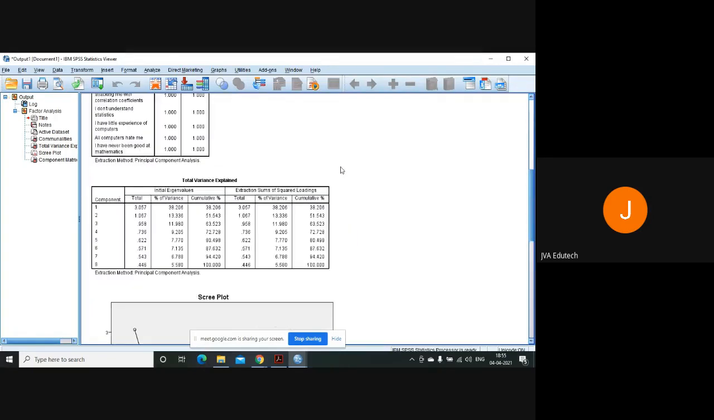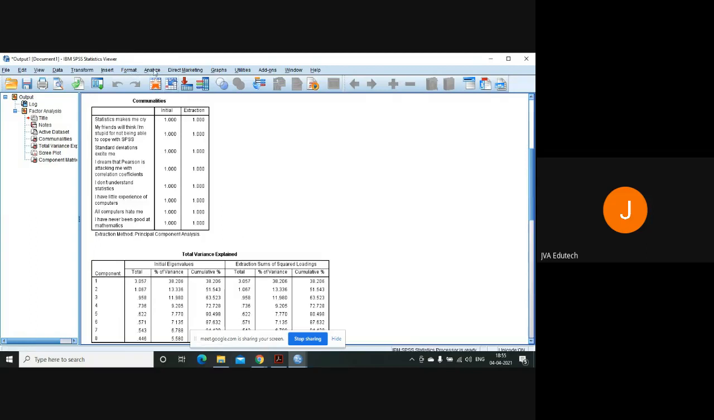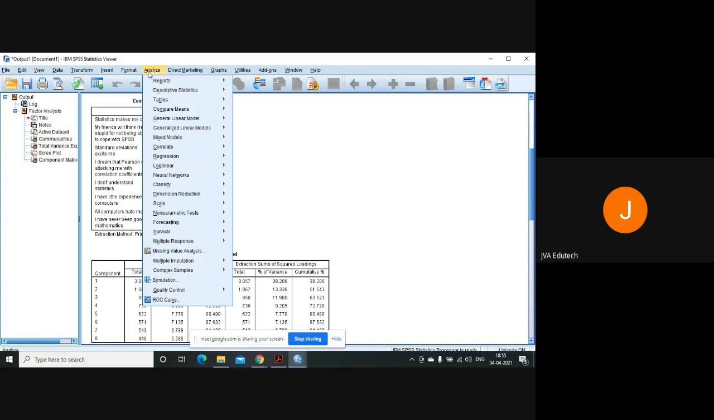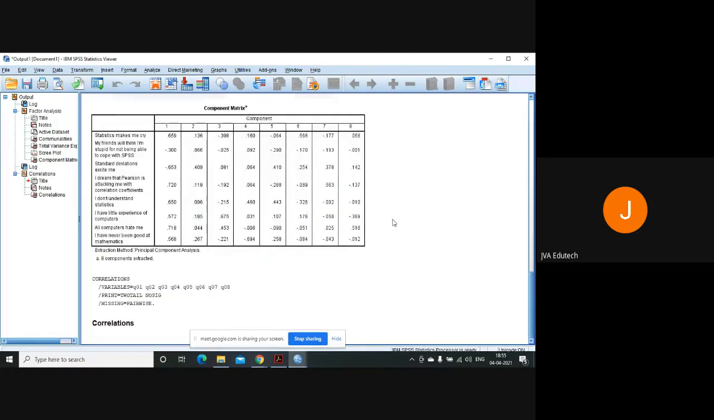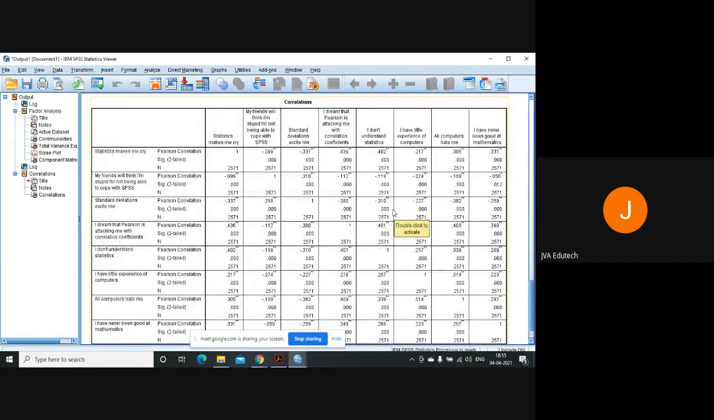Also, let's do one correlation matrix to see whether it's a good fit for doing principal component analysis or factor analysis or not. So simply go to correlate, bivariate, select all, and here's some correlation. See, look at the table.